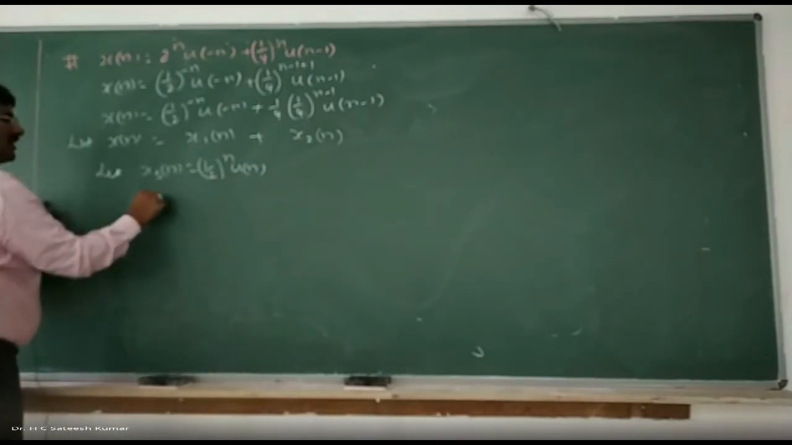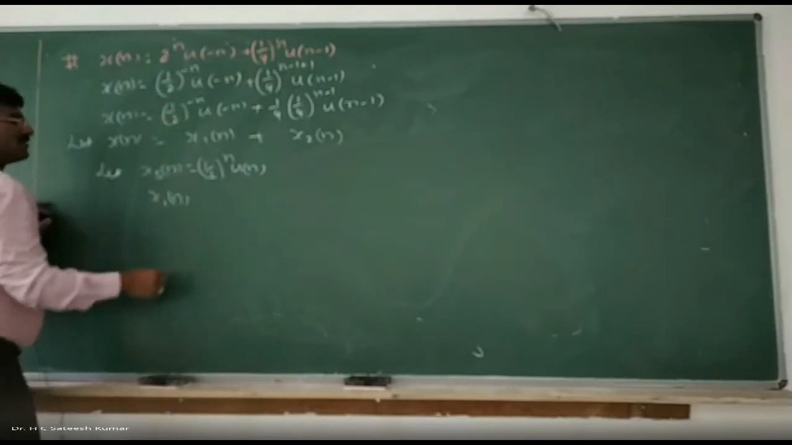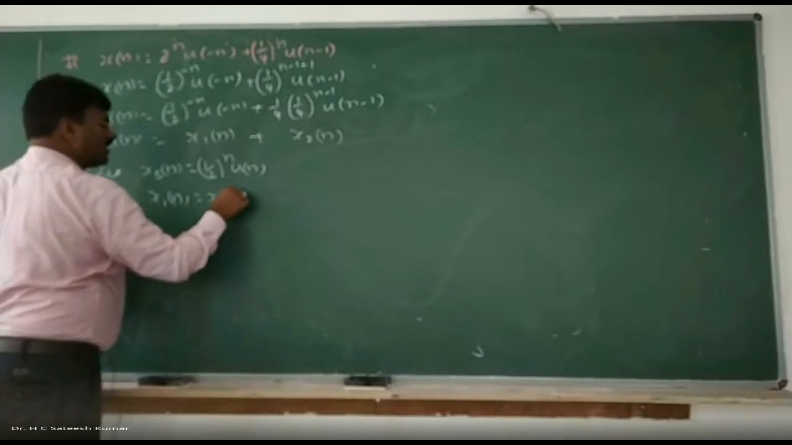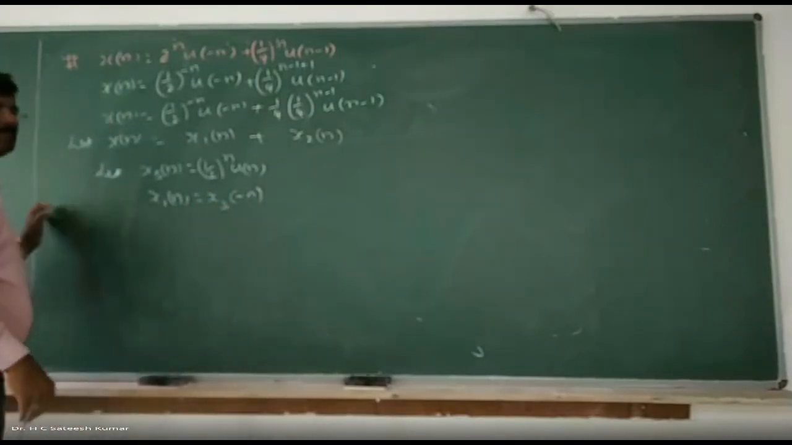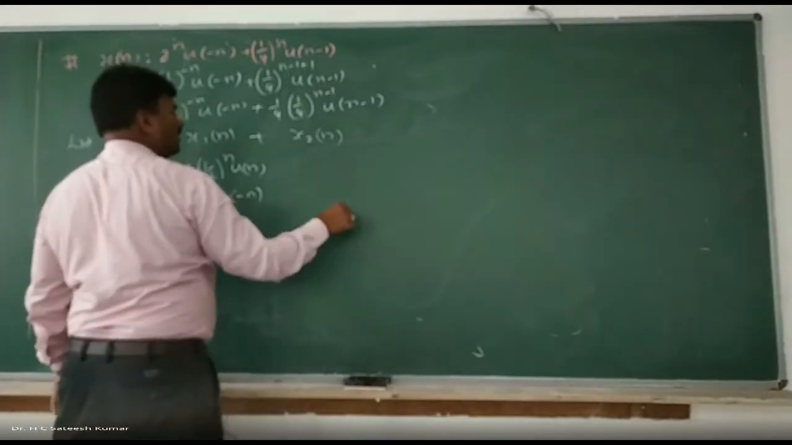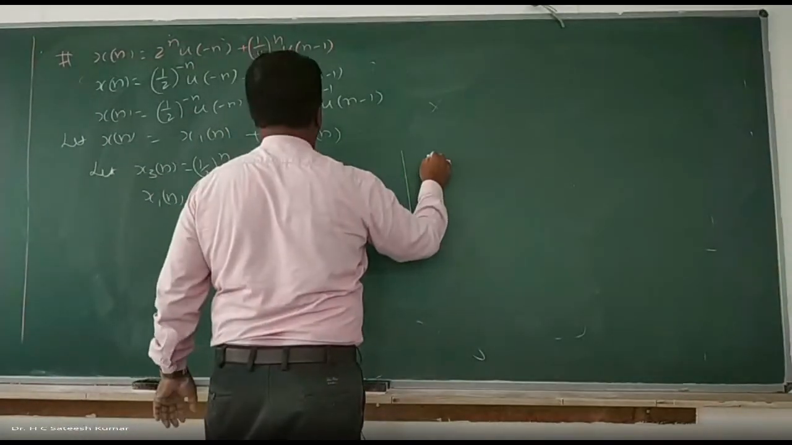Therefore, if you want to get x1 of n, what you should do? In the x3 of n, replace n by minus n. Therefore, what will you get? x1 of n is equal to x3 of minus n, I can write it. And similarly, here, what is x2 of n? x2 of n is equal to what?